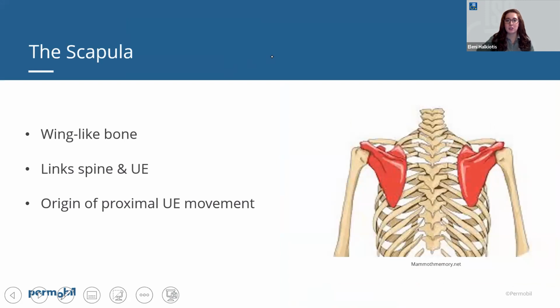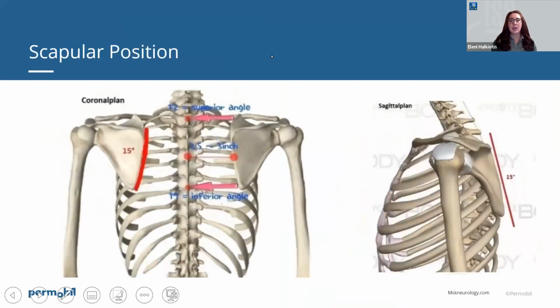So the scapulae are two wing-like bones that link the spine to the upper extremity. And because of this linkage, the scapulae are truly the origin of proximal upper extremity movement. The scapulae are positioned approximately 5 centimeters lateral to the thoracic spine between T2 and T7. And the scapulae lay over the thoracic spine at an anteriorly tilted level. The thoracic spine itself has a convex curve, which is between 20 and 40 degrees in the average person.